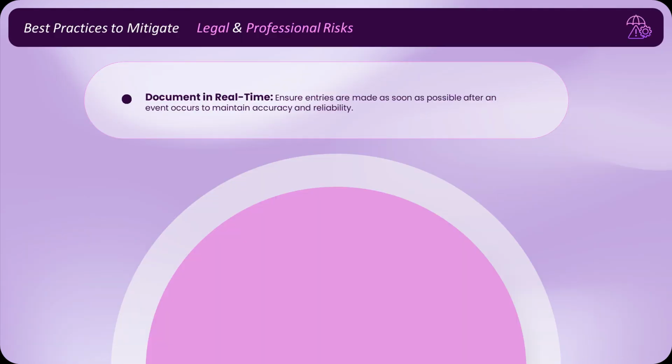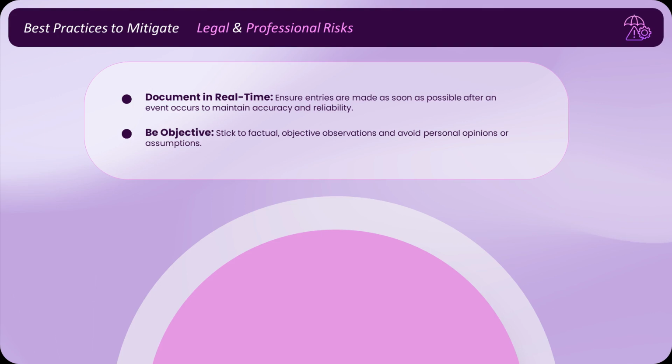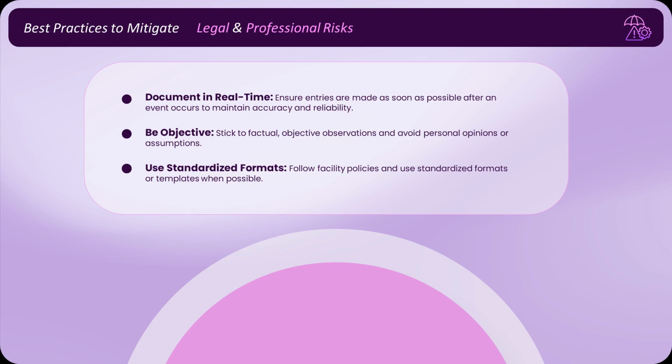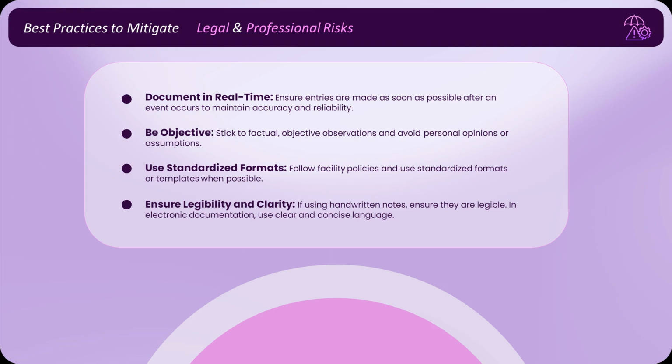Ensure entries are made as soon as possible after an event occurs to maintain accuracy and reliability. Stick to factual, objective observations and avoid personal opinions or assumptions in your documentation. Follow facility policies and use standardized formats or templates when possible to ensure consistency. If using handwritten notes, ensure they are legible. In electronic documentation, use clear and concise language.